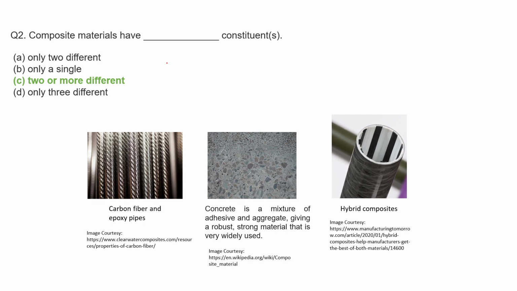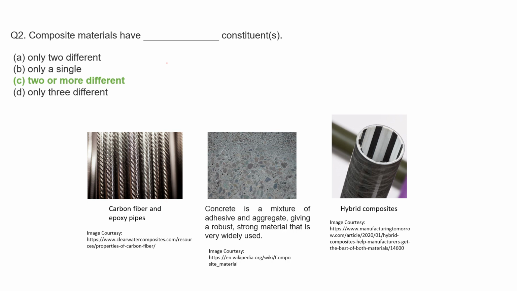The next question is question number 2. Composite materials have dash constituents. The options are: option A, only two different; option B, only a single; option C, two or more different; or option D, only three different. The definition of a composite says that it has two or more constituents.